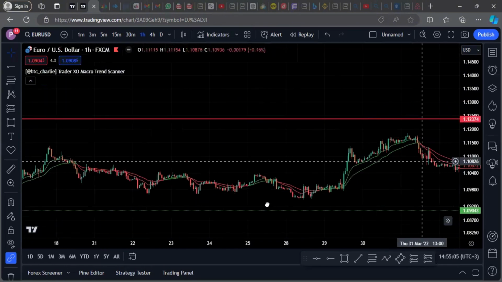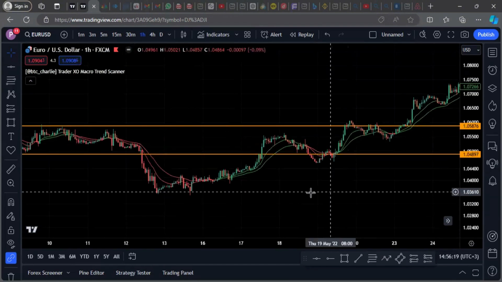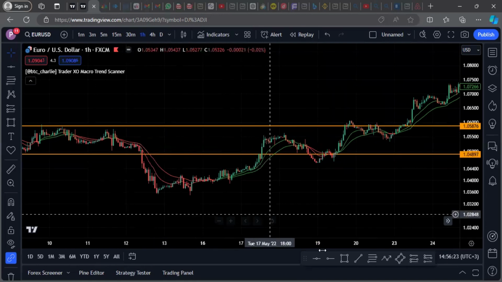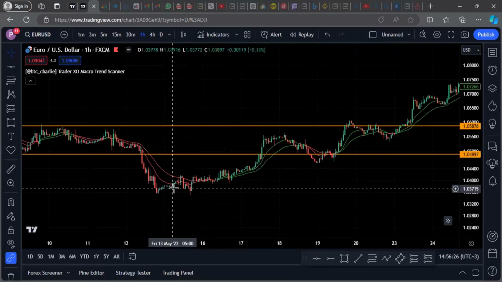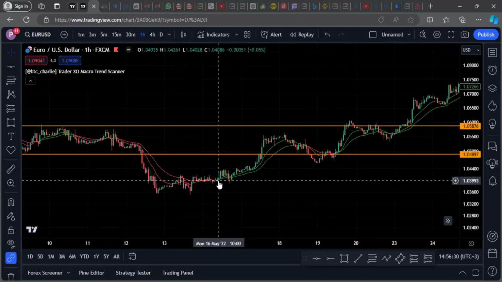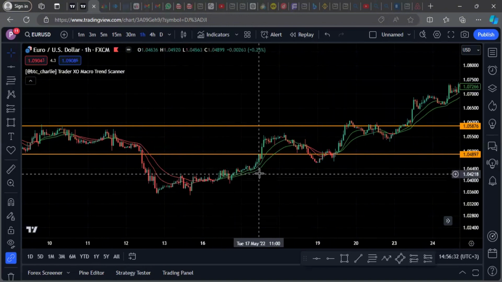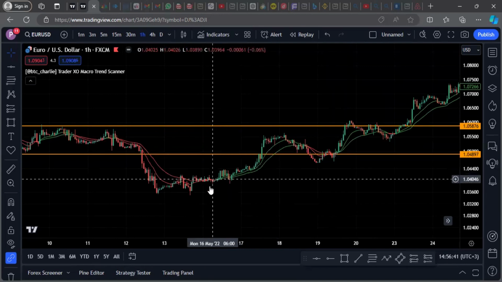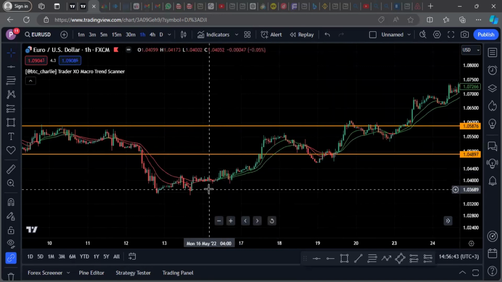Let me look for the buy. If you're looking for those perfect entries for the buy, you can just look up here: when the moving average crosses over and gives you the green color, that shows the buy. So you can just go ahead and place your buy. But again, look for other confluences.